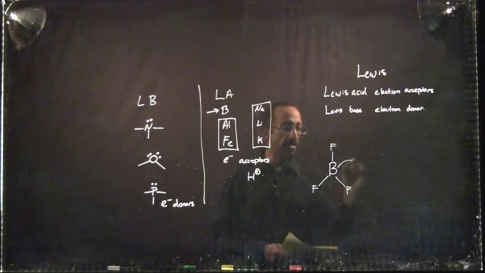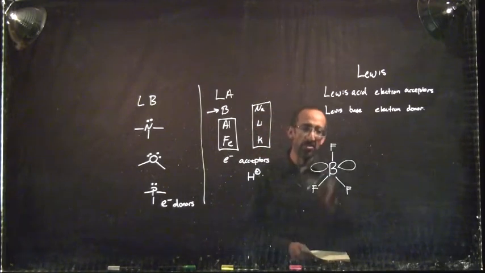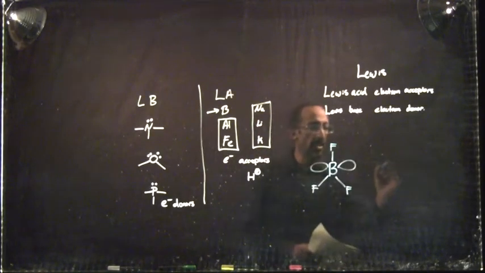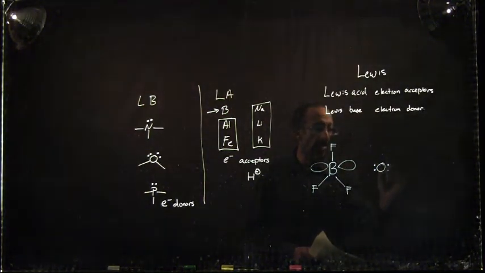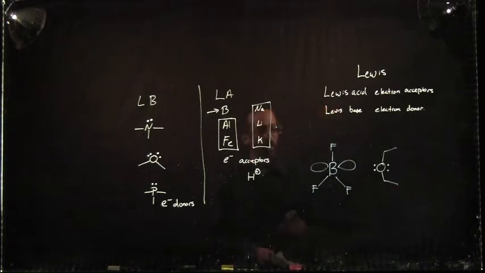It also has an open p orbital, right? That's unfilled, and it's neutral in this state. If we take a look at diethyl ether, we have an oxygen that has 2 lone pairs, and so it can serve as a Lewis base, right? Boron here is our Lewis acid, and the oxygen of diethyl ether is our Lewis base.